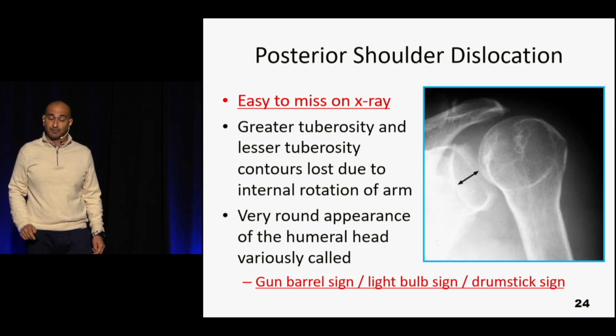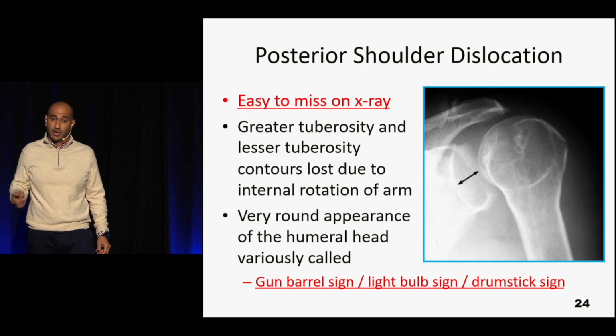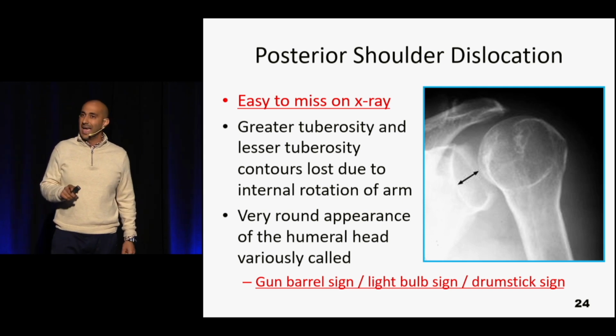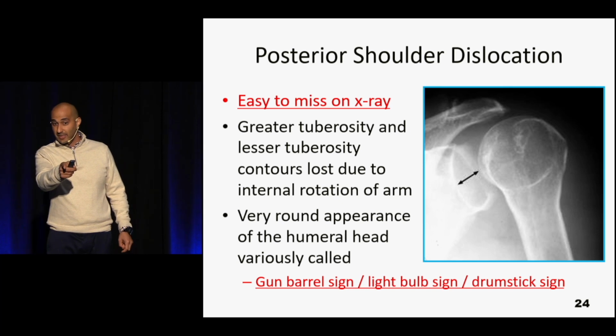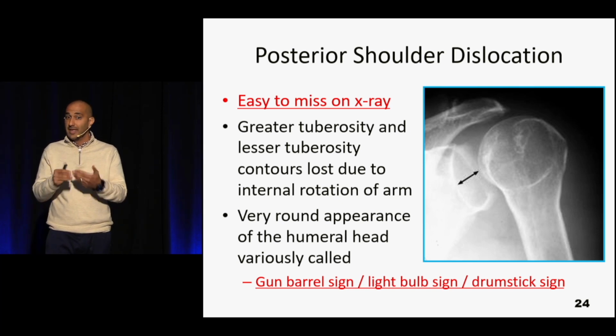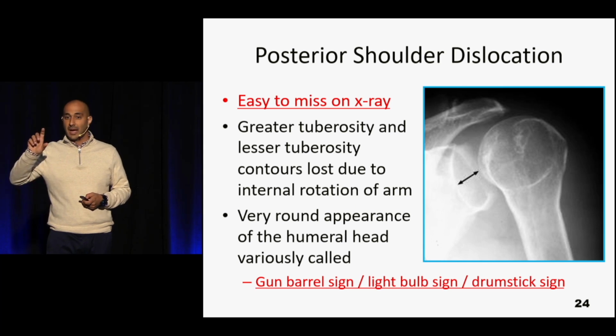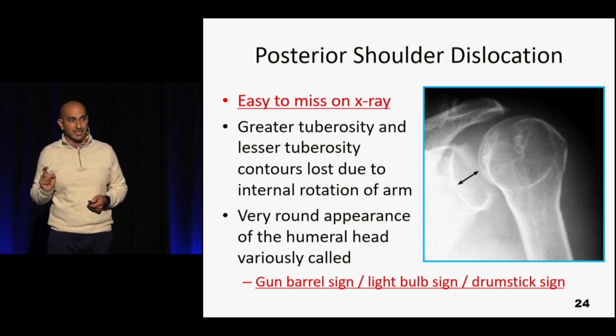The posterior shoulder, we're going to move on from anterior to posterior. The far less common version, how does this one happen? Posterior shoulders tend to need more high energy force to dislocate and are often missed on x-rays. Why? Look at that. The glenoid and the humeral head actually look like they're pretty well aligned. The problem is the morphology of the shoulder is not the way it's supposed to be.